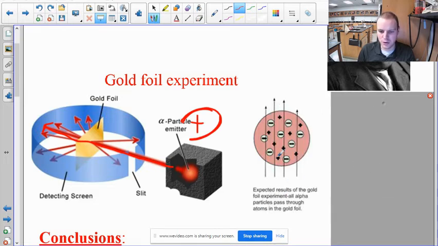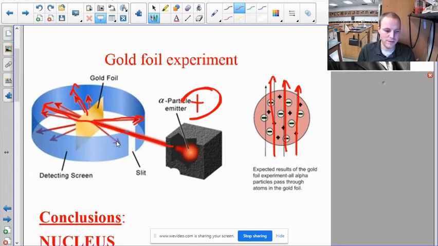Okay, so here's your plum pudding model. He's like, okay, so if I fire particles, they're just going to go right on through, okay? Going to go directly through this soft little mushy plum pudding idea. But what actually happened was most of them would go through, but every now and then some would glance off and kind of go in a random direction, or some would even bounce backwards, like this guy right here. And you're like, okay, well, how is that possible?